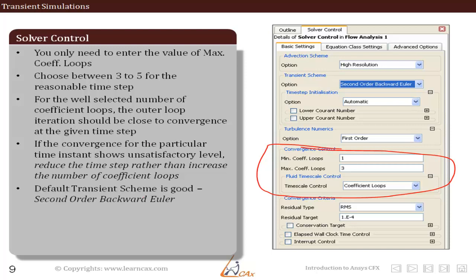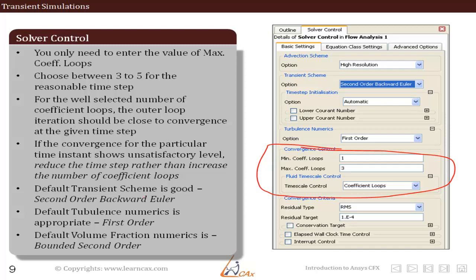The default transient scheme is good, that is second order backward Euler. Default turbulence numerics is also appropriate, that is first order. Default volume fraction numerics is bounded second order.